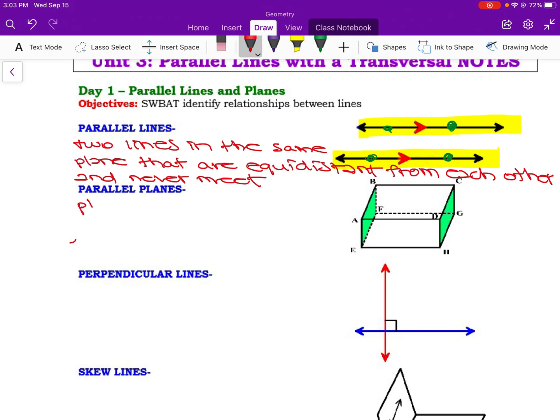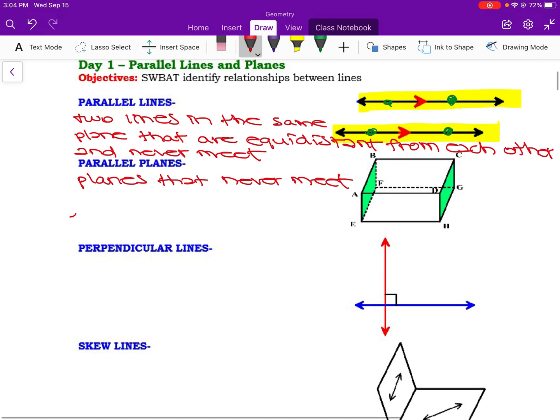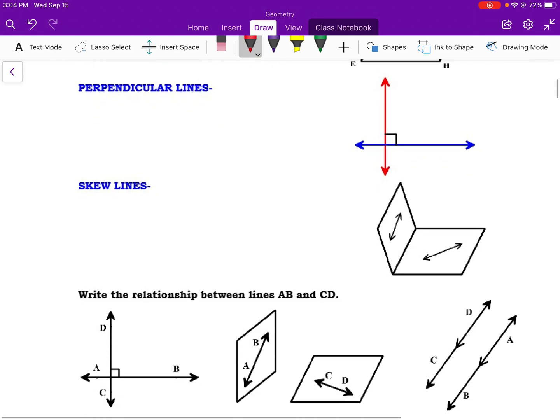Parallel planes, in a similar vein, are planes where each corresponding point is also equidistant, but more concisely, planes that never meet or never touch or never cross, whatever synonym you'd like to use on that. So in our diagram, these two highlighted planes are classified as parallel because if we were to extend them out in all directions, they'll still never cross. So there's going to be no point of intersection.